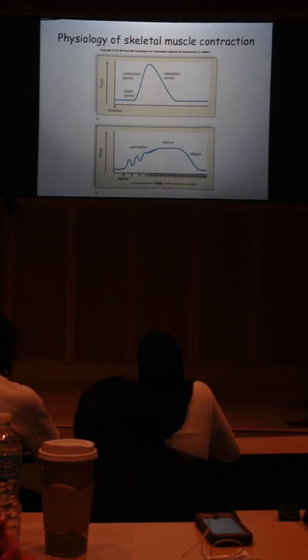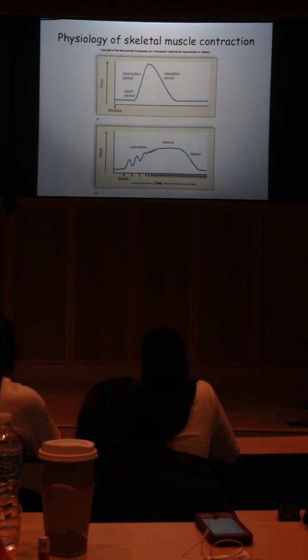In the case of the twitch, relaxation takes place by simply having calcium be removed, and then you stop with the contractions. In the case of tetanus, you can still stimulate, but eventually you're going to relax because of fatigue. The muscle is going to be fatigued, you're going to exhaust its energy sources. As a result, you're not going to be able to do that. So that's one mechanism of fatigue.